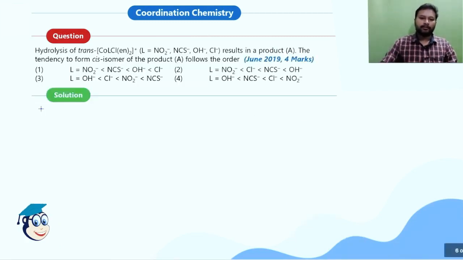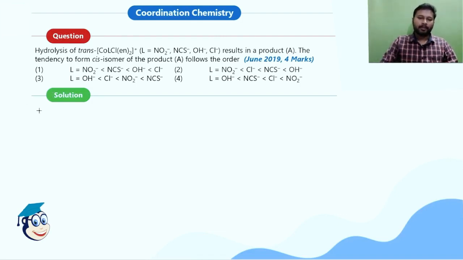So in this question, it was asked that hydrolysis of trans-[Co(en)2LCl]+. It's a complex given to you, where L can be any of these ligands, like NO2, NCS, OH, Cl, resulting in product A. The tendency to form the cis-isomer of product A follows the order. So which of these will follow the order of formation of the cis-isomer? That's what we have to tell.